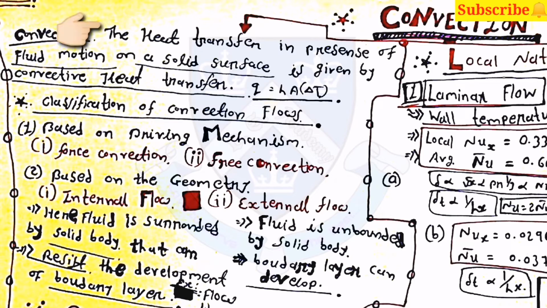Then here in convection, the first one is the definition. The heat transfer in the presence of a fluid motion on a solid surface is given by convective heat transfer, and the equation for that is Q is equal to hAΔT.